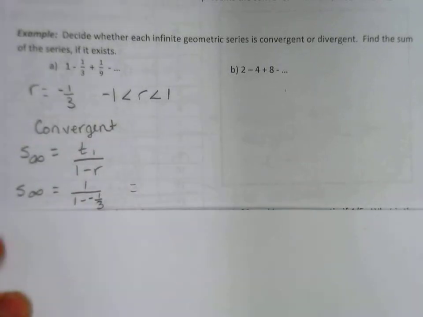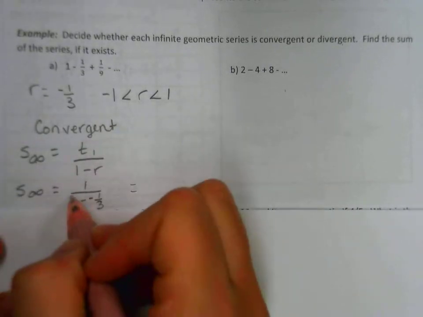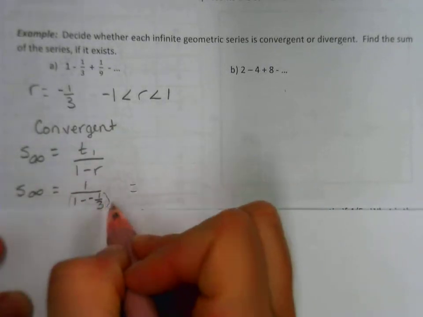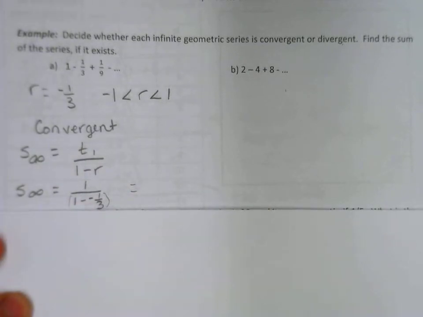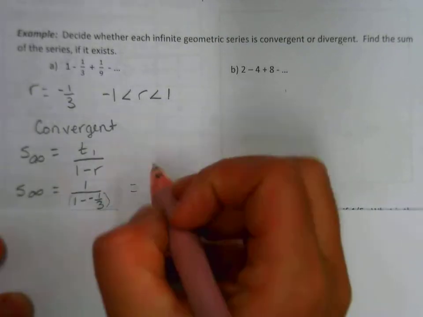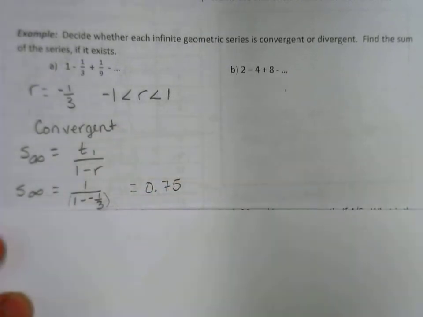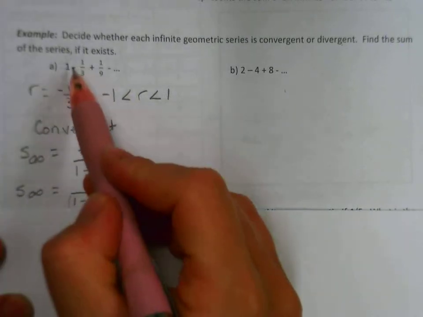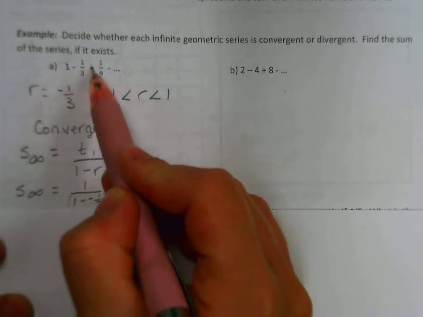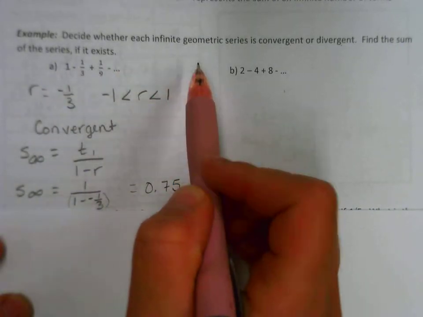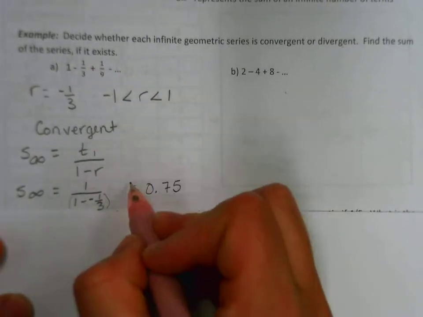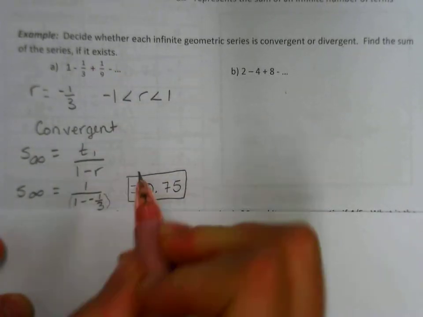Let's rewrite that. So the sum of this series, if you want to do it all in one step, make sure you put the bottom values in brackets on your calculator: 1 divided by 1 minus a negative 1/3, and this has a sum of 0.75. If I were to continue to add these terms forever and ever, this sum is going to approach the value of 0.75.